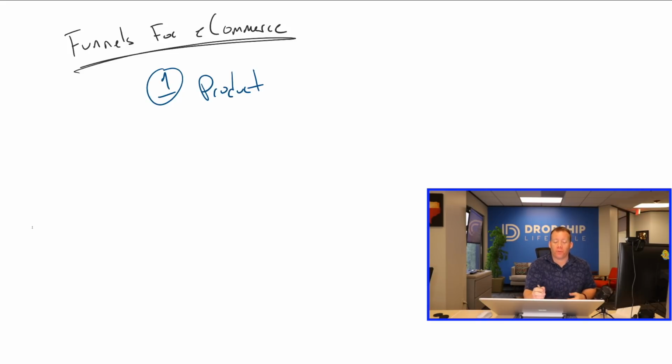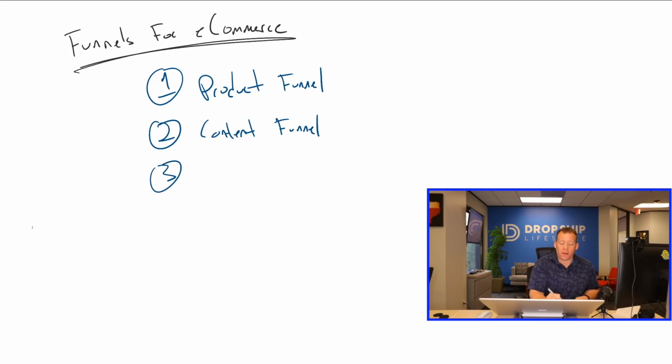So the first type of funnel we're going to talk about is what's known as a product funnel. From there, we are going to talk about content funnels. From there, we are going to talk about ad funnels, so paid ads is what I'm referring to. And then finally, we are going to talk about email funnels.